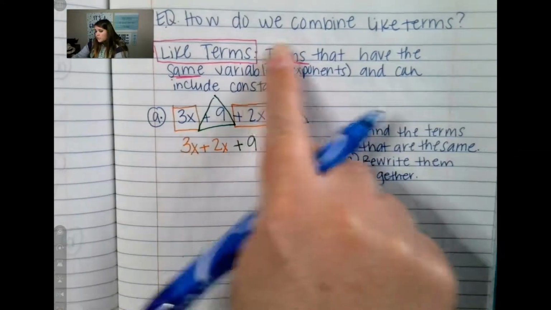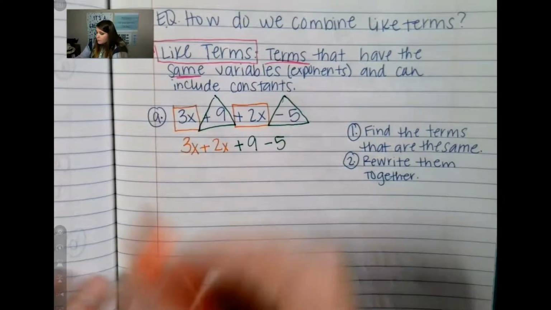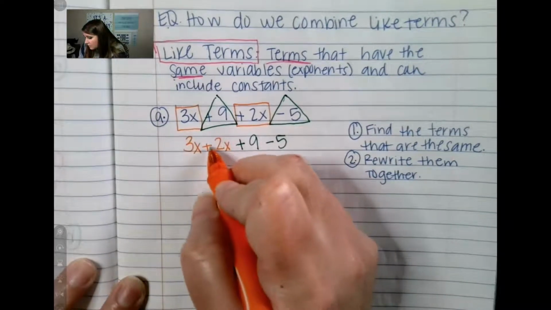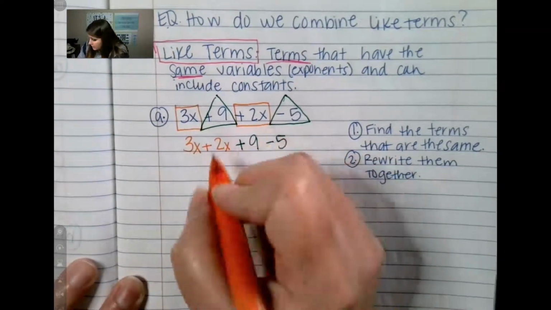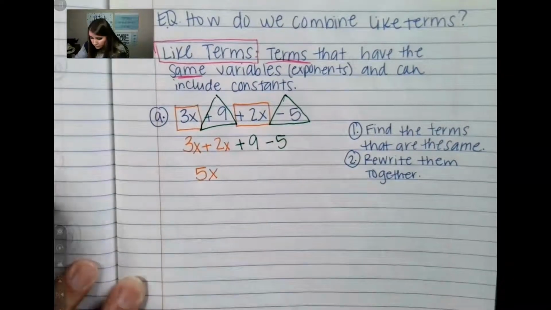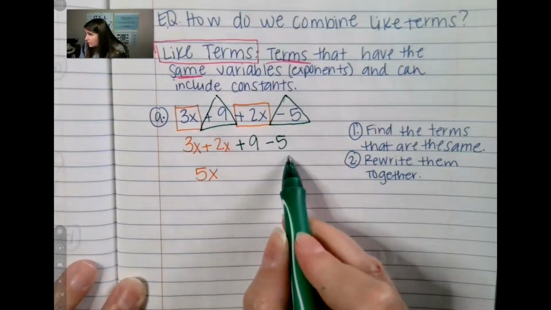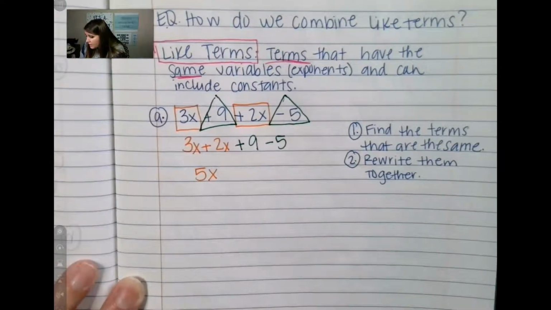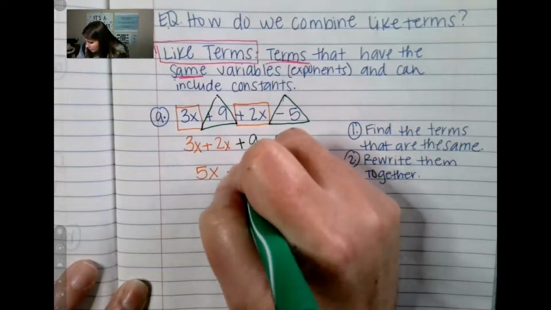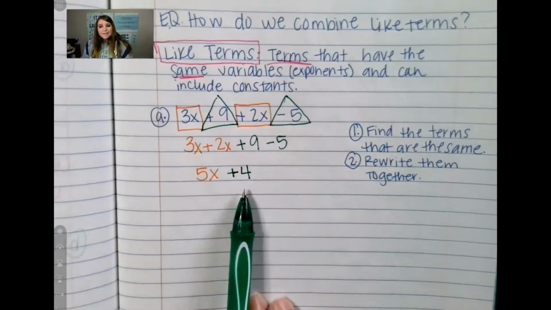Now we're going to finish out with the combining part. So I'm going to take my 2x and my 3x, and I'm going to add those because this sign tells me to add. This tells me now that I have 5x. I'm then going to add 9 minus 5. So 9 minus 5 is 4. So adding 4. This problem right here is done.